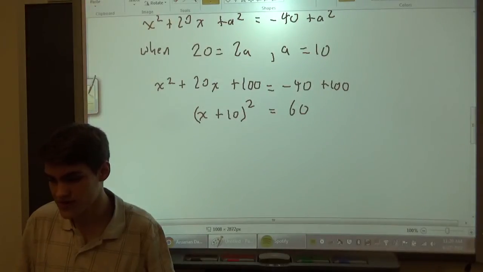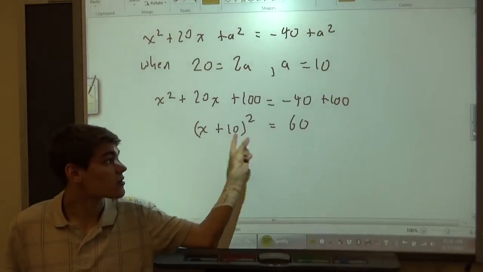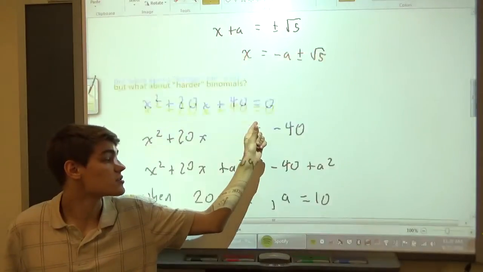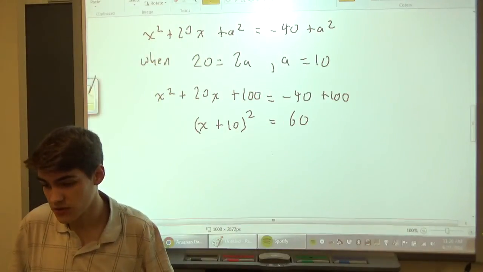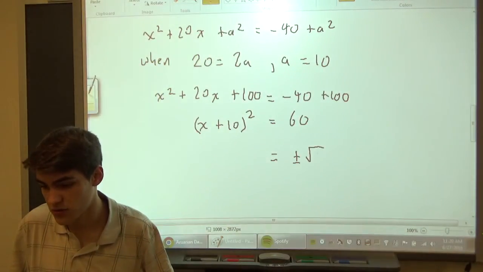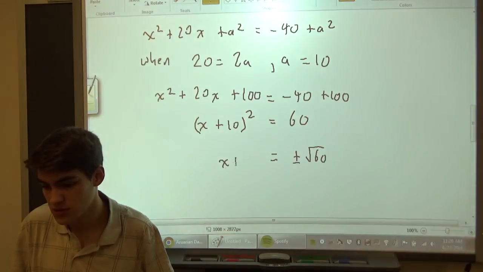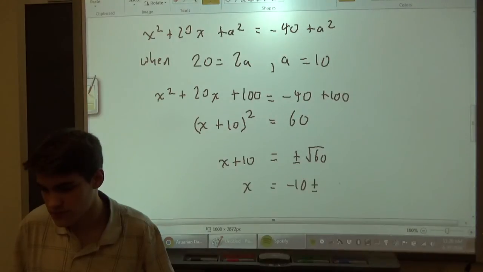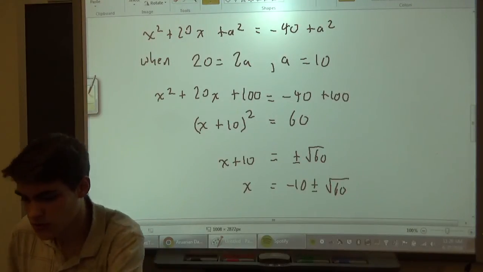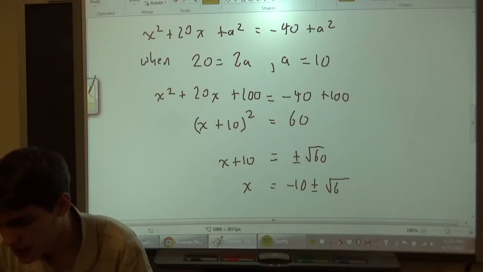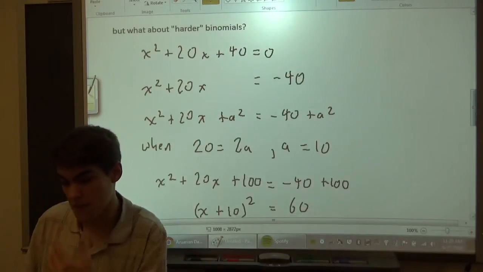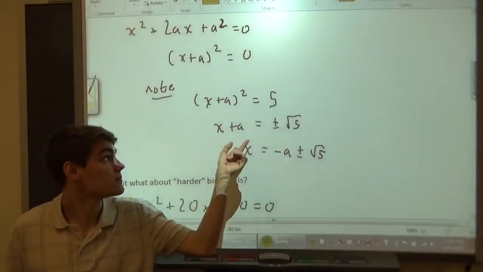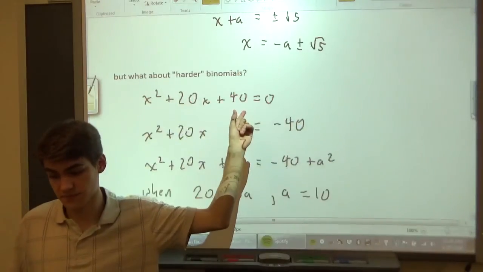So hopefully you notice that now we're exactly where we wanted to be, where we have an easy to solve binomial and then some number on the other side. So it's going to be pretty easy to work out what to do from here. You can just take the plus or minus square root of both sides to get rid of the 2, and then you just move the 10 over. So that's our final answer, and we've just completed the square using the fact that easy binomials always have the following form, and we can do this with them.